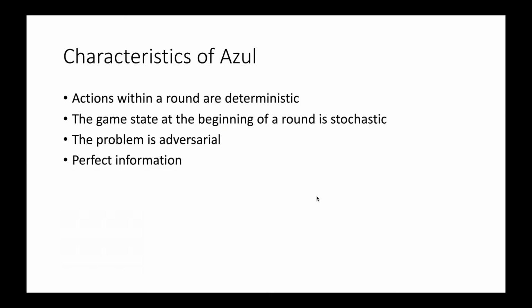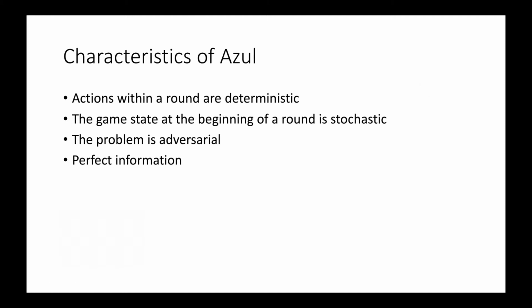Before we consider the different techniques with which we want to experiment, it's important to consider the characteristics of the problem at hand. This is because no one-size-fits-all AI technique exists. A given approach may excel at solving one problem, but be terrible at solving another. So we first identify the characteristics of Azul.